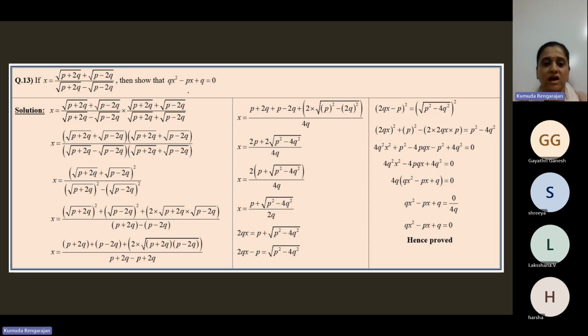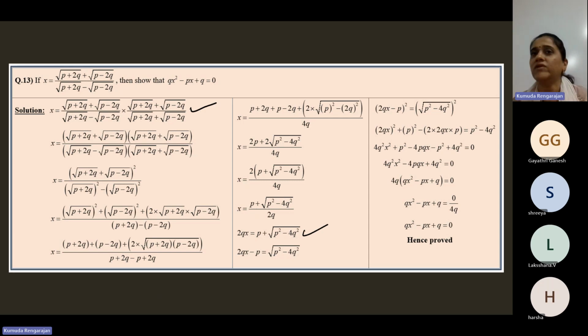So you just have to start with rationalizing the denominator. And the identities used here are: (A plus B) the whole square is equal to A square plus B square plus 2AB. (A minus B) the whole square is equal to A square plus B square minus 2AB. And (A plus B) into (A minus B) is equal to A square minus B square. These three identities.